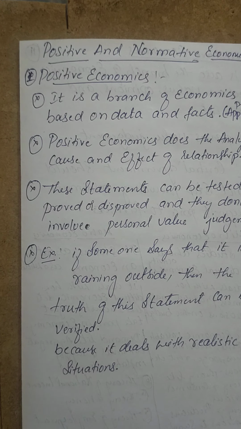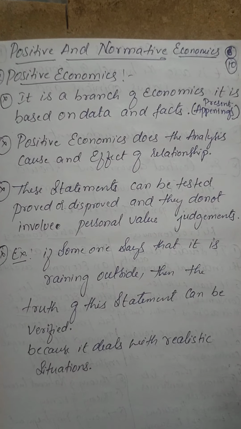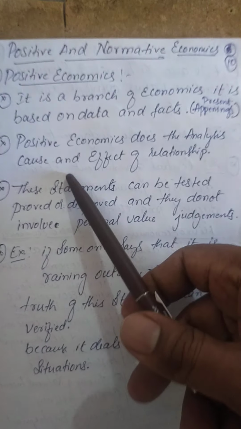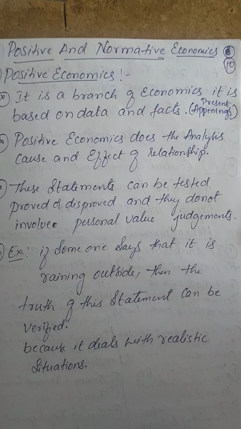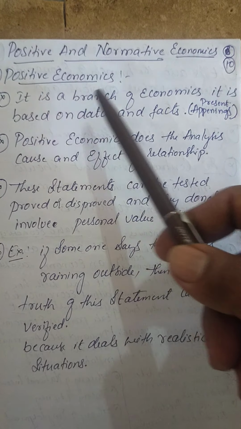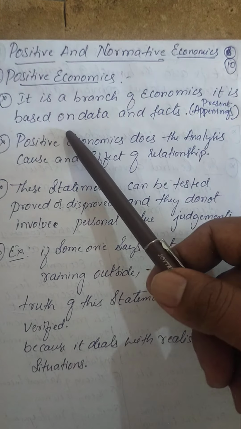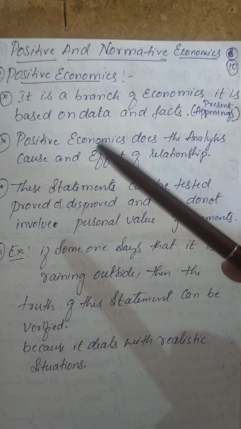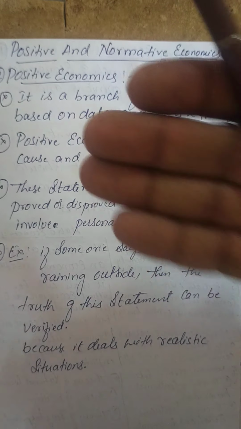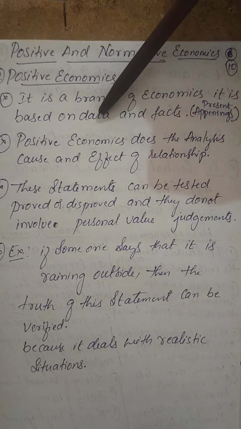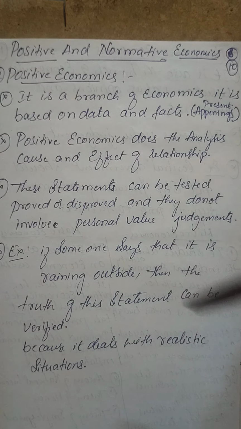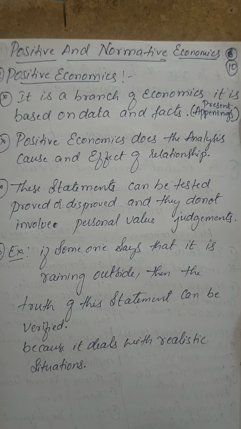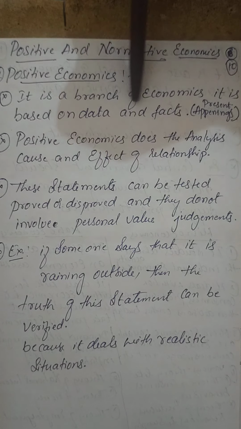Positive economics is also a branch of economics. Here, the first point, let us see and discuss what this is. It is a branch of economics. It is based on data and facts. See, data means the data they are getting, which might be called a statistical report. So that data and the facts, what is happening means present happenings. Okay, it is nothing but what exactly happened.